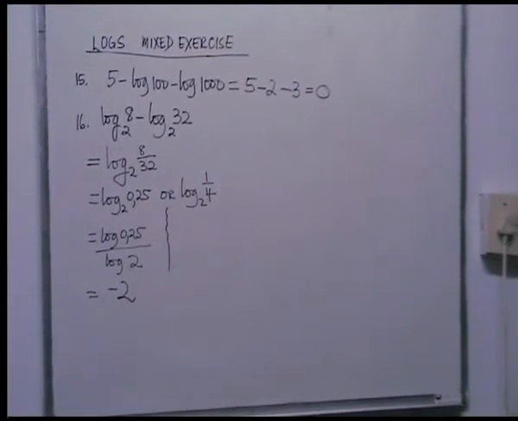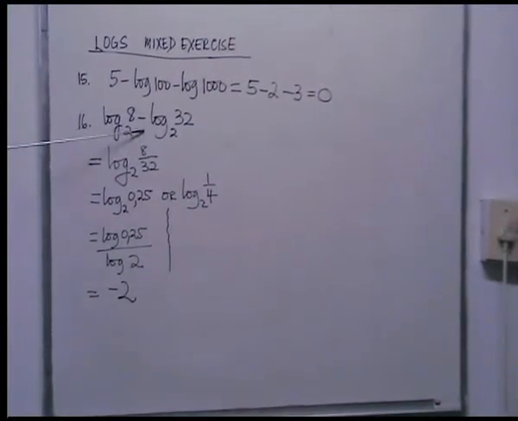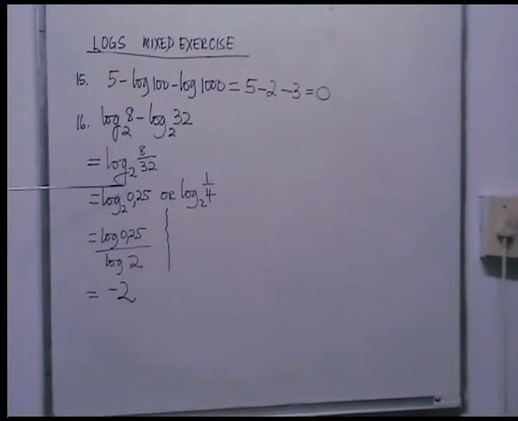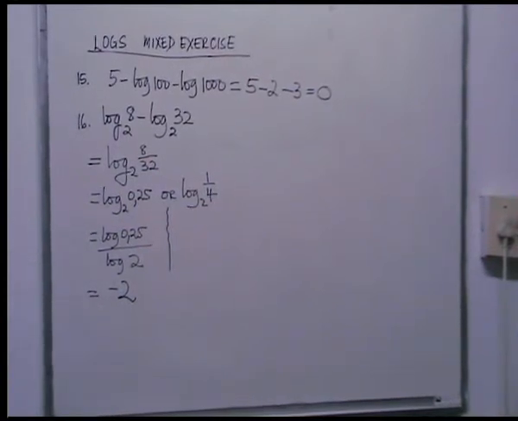So number 16, you're using two laws. Firstly, using the quotient law up till here. And then when you simplified that, you came to this. Then you changed base. You used the change of base law so that the calculator could help you now to get the final answer. So sometimes in an example you'll use more than one law.